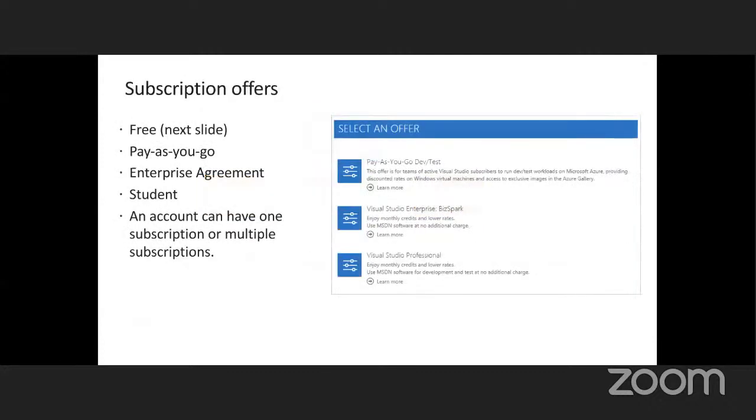Now, here we have several subscription offers. We have the free one, which is in the next slide, the one that is 2 months free. It has $200 credit, and it has 25 plus services that are always free. So you've got to see which services are always free and which services are only free during this free trial for 12 months. That's something you have to bear in mind. You also have the pay-as-you-go, as I mentioned. It's for a team of active Visual Studio subscribers to run development and test workloads on Microsoft Azure, providing discounted rates on Windows virtual machines and access to exclusive images in the Azure gallery.